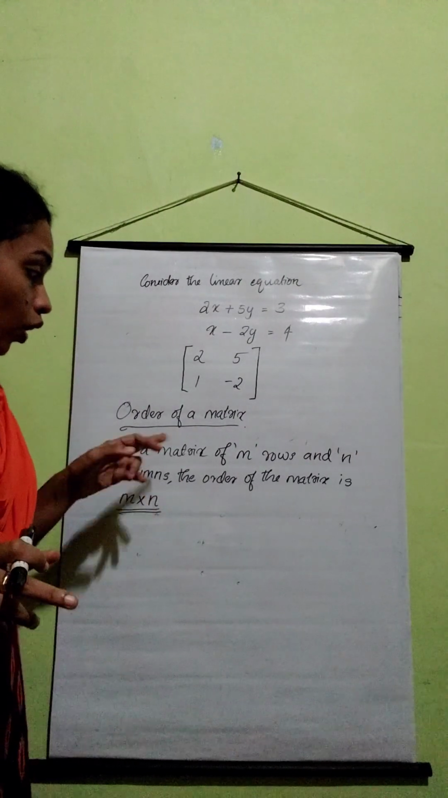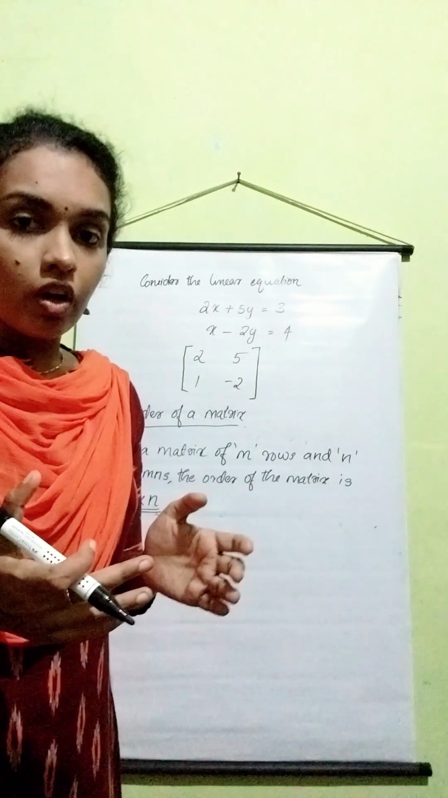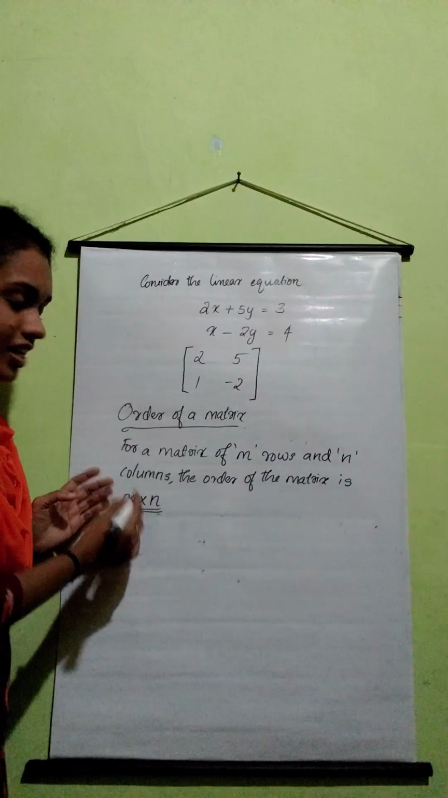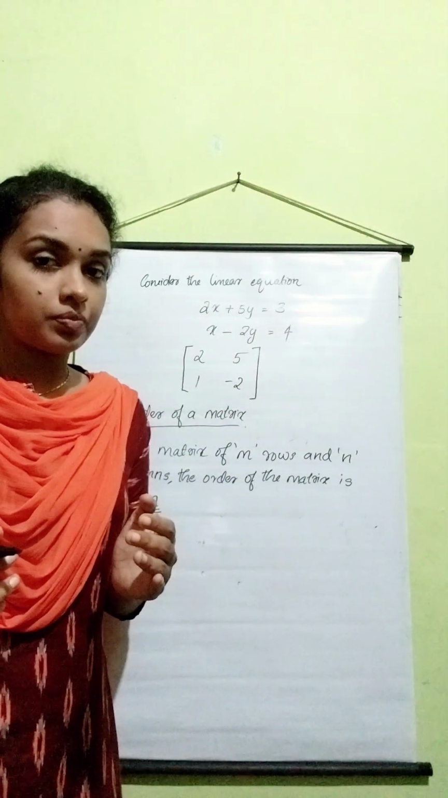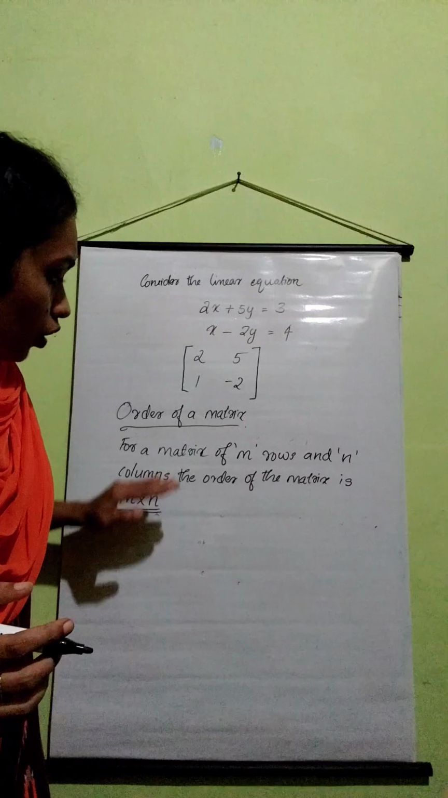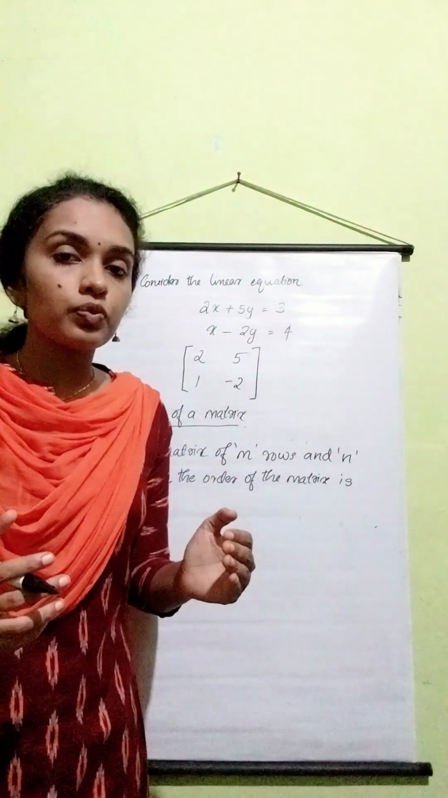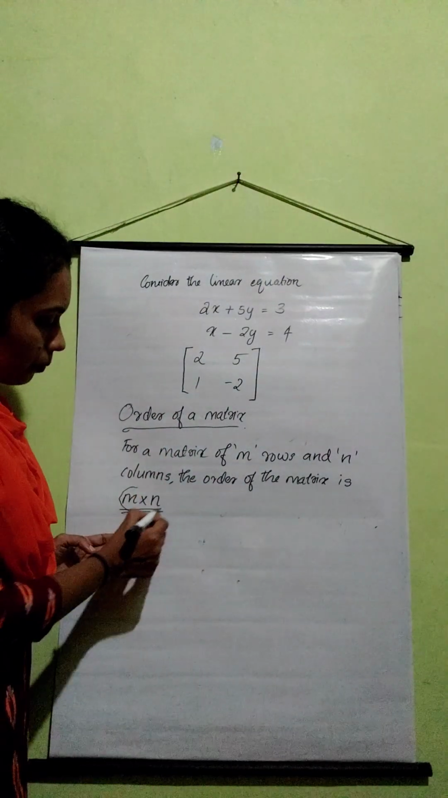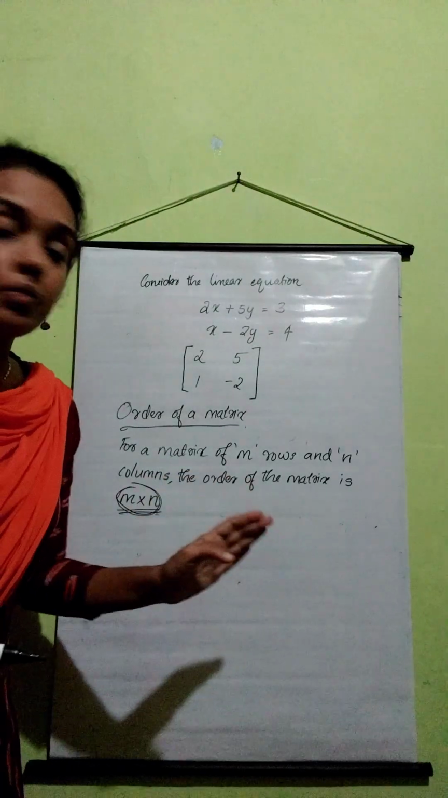What is that? The order of a matrix. For a matrix with m rows and n columns, the order of the matrix is m by n. It is written as m multiplied by n, but it is read as m by n. That means, for writing the order of the matrix, we have to find the number of rows and number of columns of the given matrix. Then we have to represent it in this format, m by n, and it should be read as m by n matrix.